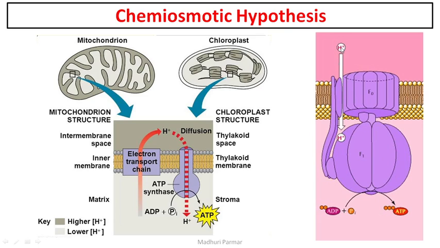Now the proton, which is higher in the intermembrane space, will get attached to F0. F0 will rotate, going round and round. When F0 rotates, F1 also rotates, and when F1 rotates, ADP is converted into ATP. After one full rotation, the H plus comes back into the matrix. So this movement of H plus is used to turn this turbine, and with the turning of this turbine, you are producing ATP.